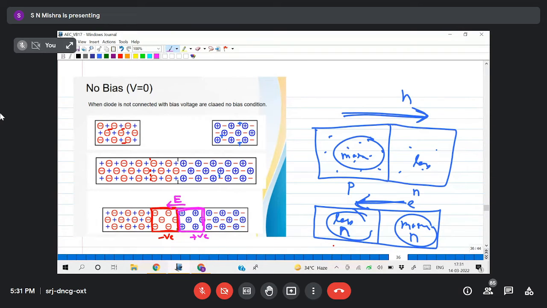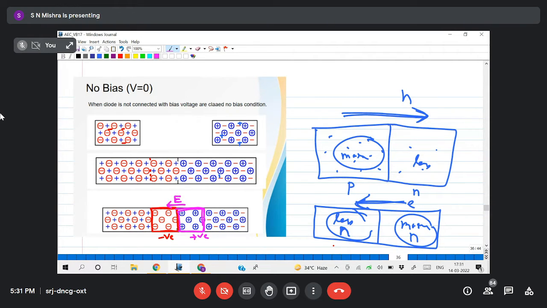Understood? Whenever two opposite charges are separated by a small distance, a dipole is created. So that dipole is generating one electric field whose direction is positive to negative. So due to this, an electric field is generated across the junction.